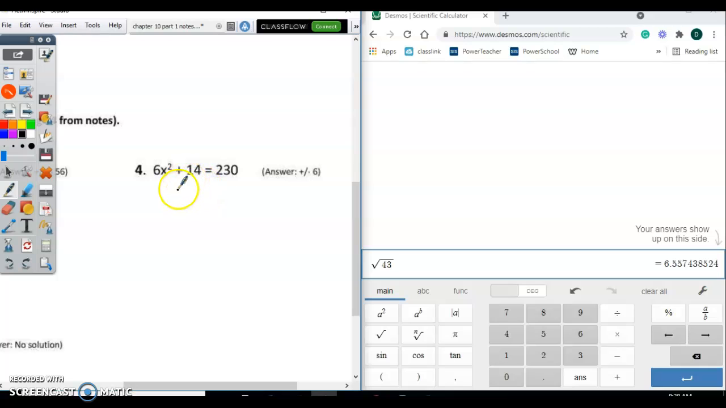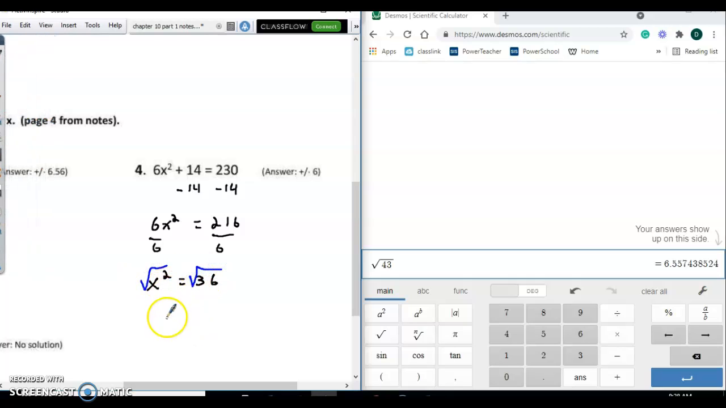All right, same thing over here. We subtract 14 from both sides. So these are always the first two steps. You're either adding or subtracting based on what that sign is. So 230 minus 14 is 216. So we rewrite as 6x squared equals 216. We're going to divide this by 6. So that gives us x squared equals 216 divided by 6. I'm just using my calculator. 36. So to get the x by itself, we take the square root of both sides.